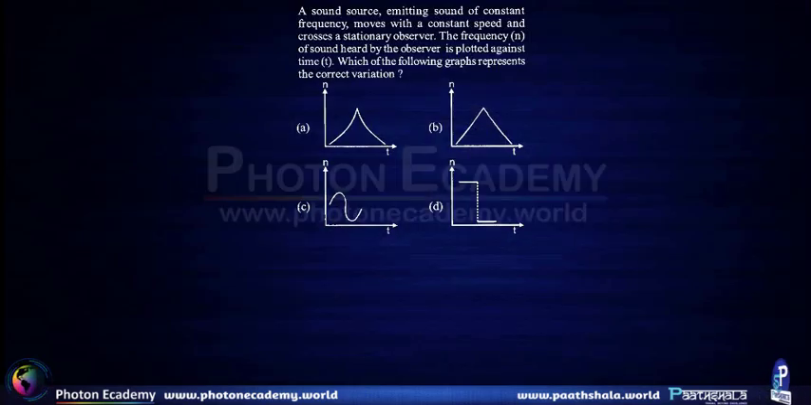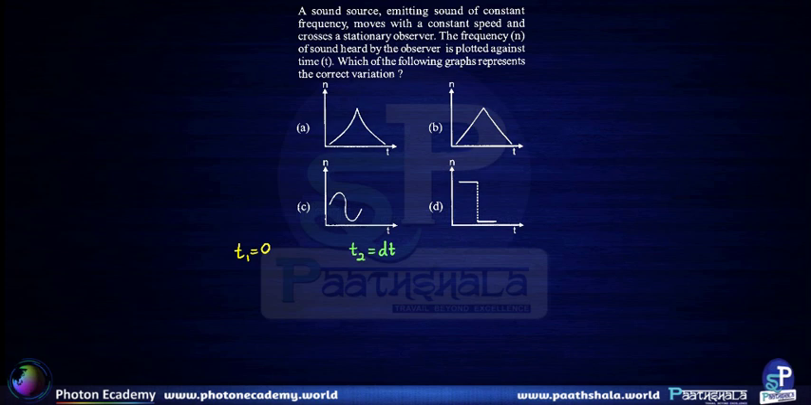Let us say that at time t1 equal to 0, some wave is emitted by the source, and then some time later at time t2 equal to dt, another wave is emitted by the source. The number of waves emitted in between these two time instants would be equal to n dt.